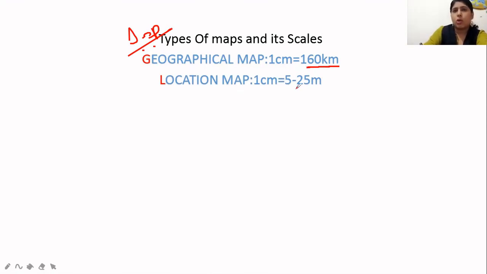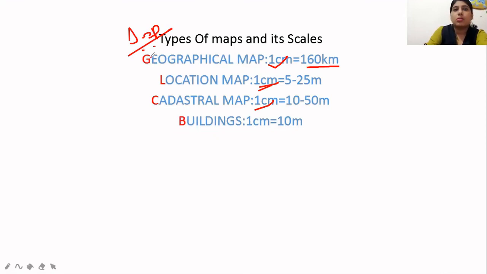Then location map. Location map can be small, 5 to 25 meter only. Then cadastral map, 10 to 15 meter. Everything is related with 1 centimeter. So you have to study this by heart. You can utilize the first letters of these words, GLCB, if you want to memorize, because I use that method. That is why I have made it bold letters.